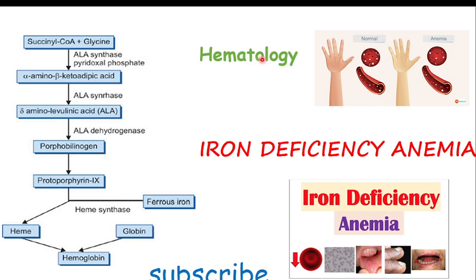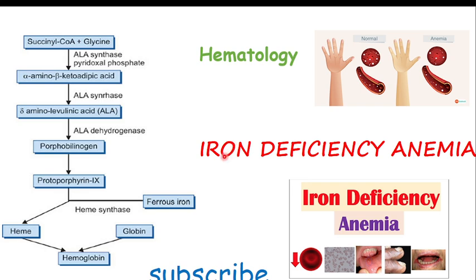Hematology is the study of blood and blood-forming organs. Blood is composed of cells and plasma. Within the cells, we have white blood cells, red blood cells, and platelets. Among all of these components of the blood, all of them can have abnormalities. Today, we are talking about red blood cell abnormality, specifically iron deficiency anemia.